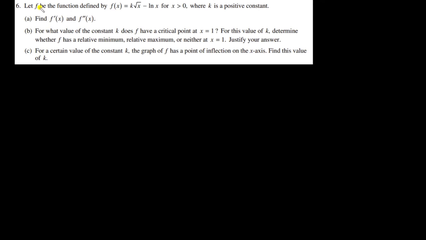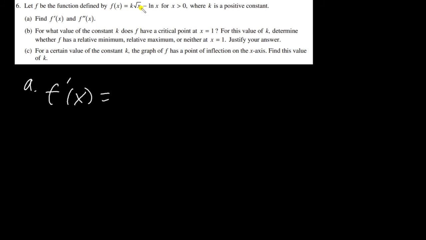Question 6, final question. Let f be the function defined by f of x equals k square root of x minus natural log of x for x greater than 0, of course, where k is a positive constant. In part A, we're asked to find f prime of x and f double prime of x. Okay, so let's start with f prime of x. Remember, k is a constant, it's not a variable here. So we want to find the derivative of this. We'll take this part and then this part.